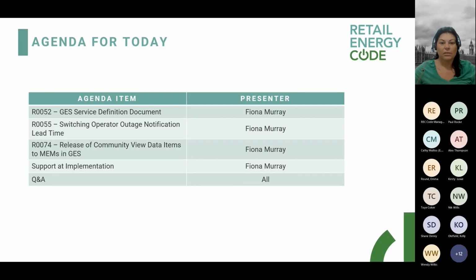So today I'm going to tell you about 3 changes. 2 of them have been confirmed for the February release. That's R52 and R55. And I'm going to also talk to you about R74, which is still progressing through the change process, but is targeting the February release. Then I'll cover off a bit of information of what support is available to you at implementation and where you can go to obtain that support. And then, as Amy said, we'll go on to a question and answer session where if you have any questions, we will endeavour to answer them for you.